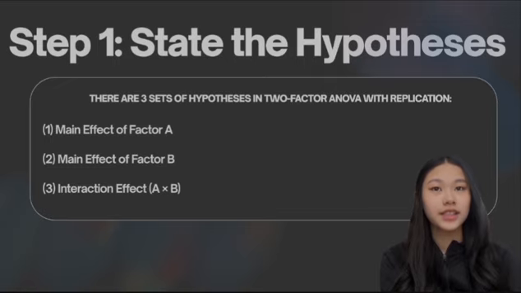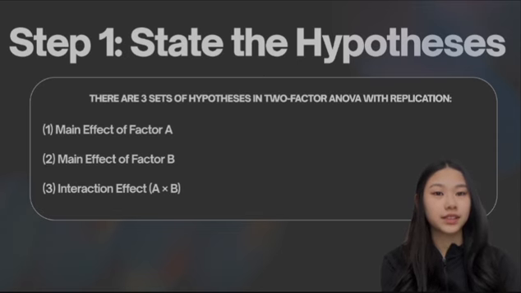Step 1, stating the hypothesis. In this test, we have 3 sets of hypotheses. For factor A, H0A: there is no significant difference among the means of factor A. For factor B, H0B: there is no significant difference among the means of factor B. For the interaction, H0AB: there is no interaction effect between factor A and factor B. Each of these hypotheses will be tested using the F statistics.